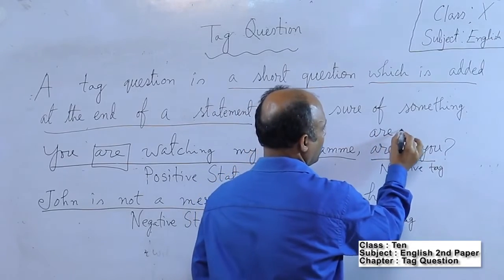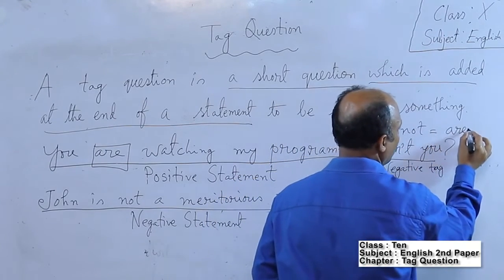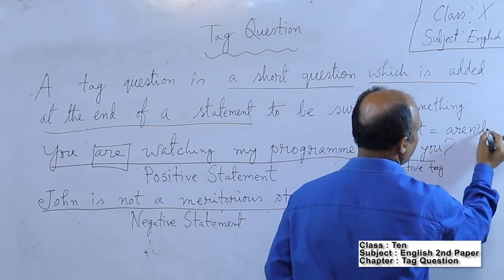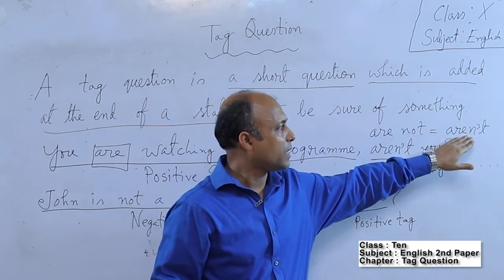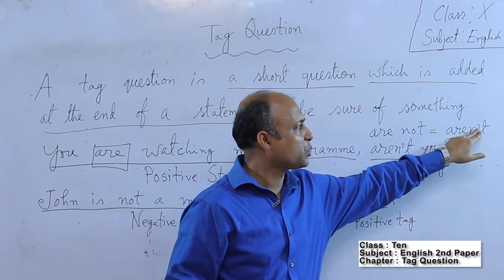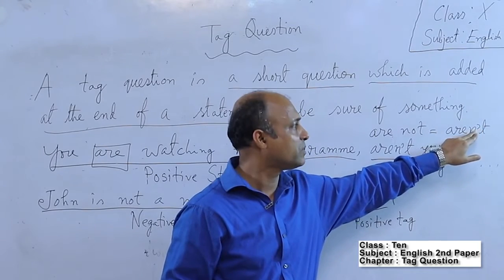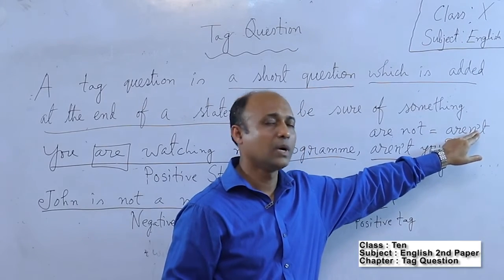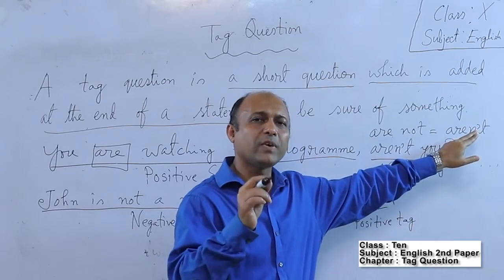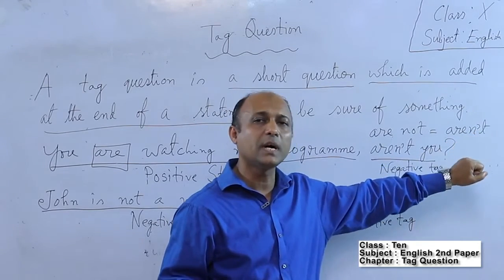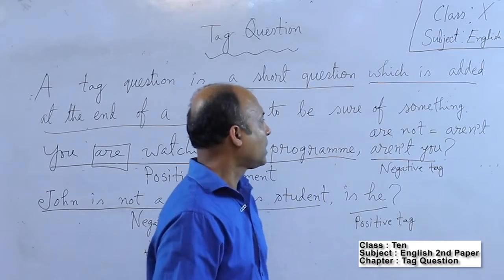The contraction form of are not is aren't. You see aren't here, with an apostrophe and t. What does the apostrophe mean? An apostrophe means that there are some letters which are silent. Which letter is silent here? Here we see the letter O is silent.